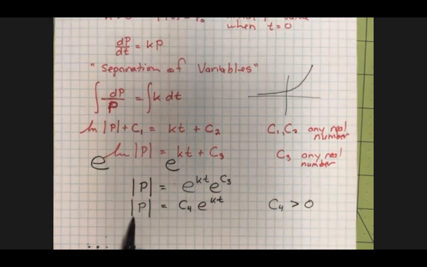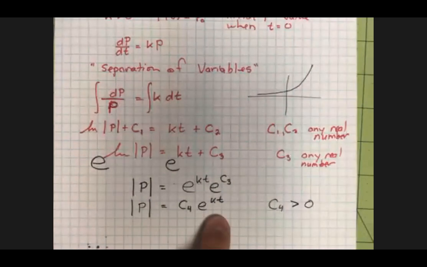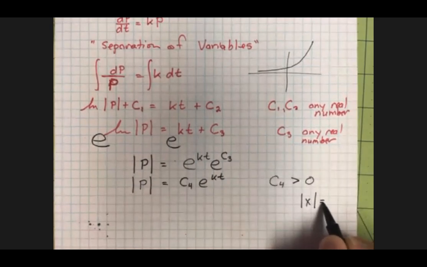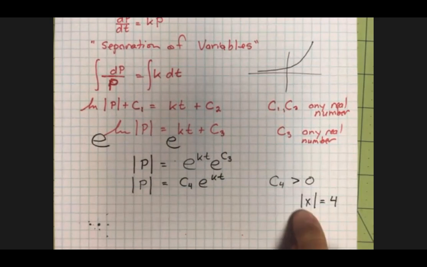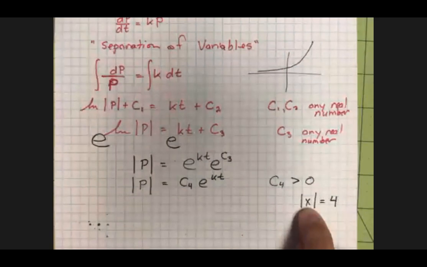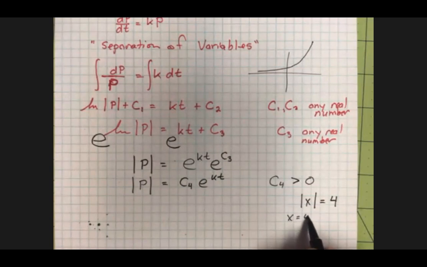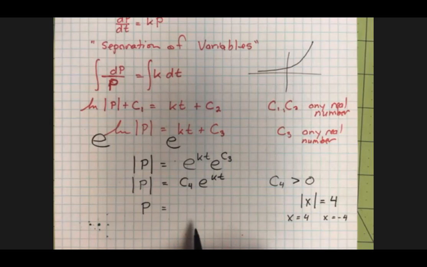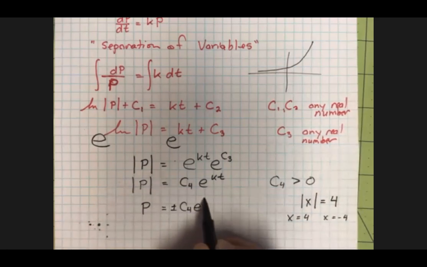Now I'm very close to discovering what p is. I've almost got a formula for p, but I am not looking at p. I'm looking at the absolute value of p. So I have to remove that absolute value before I can discover what p is. Well, the same way as you remove the absolute value in this case. And you don't have to say it out loud. I'll say it out loud for you, or you could type it in the chat, I don't mind. If I ask you, absolute value of x equal to 4, what x is? Well, you were trained to deal with absolute value. You were trained to respond, well, I've got two chances, either x is 4 or x is minus 4. And likewise here, when I remove that absolute value, I finally discovered what p is. It's either plus or minus C4 e to the kt.